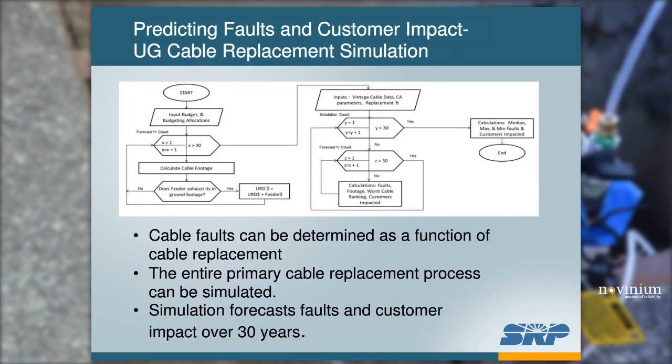Since we're able to forecast faults based upon cable replacement at the individual vintage level, what we then did is we rolled all that up into modeling the cable replacement process with a simulation. So what we're going to do is look at our primary cable, in terms of number 2, 4/0, and 500 over 30 years of cable replacement to see what, for a specific replacement scenario, the faulting patterns look like.